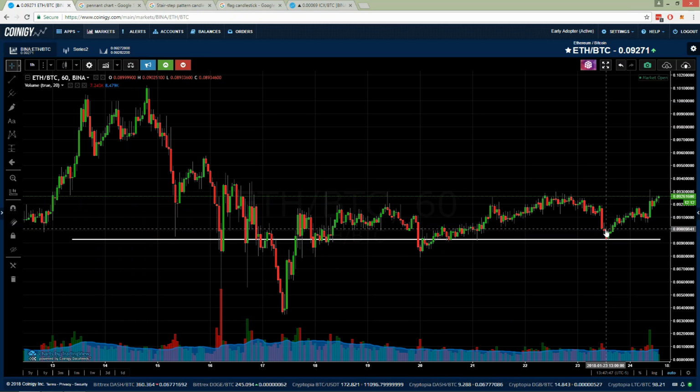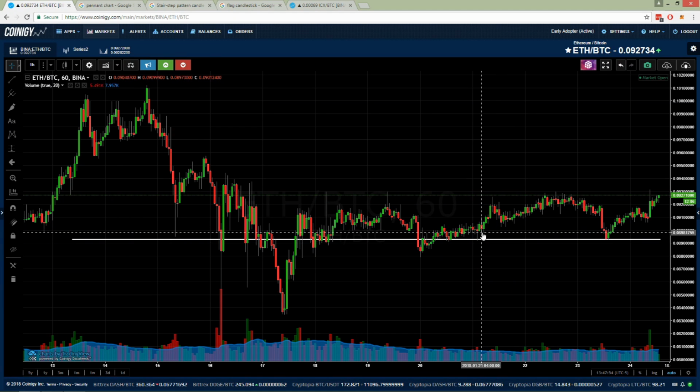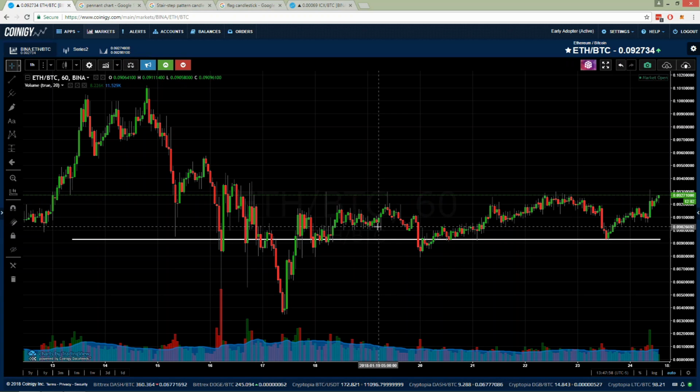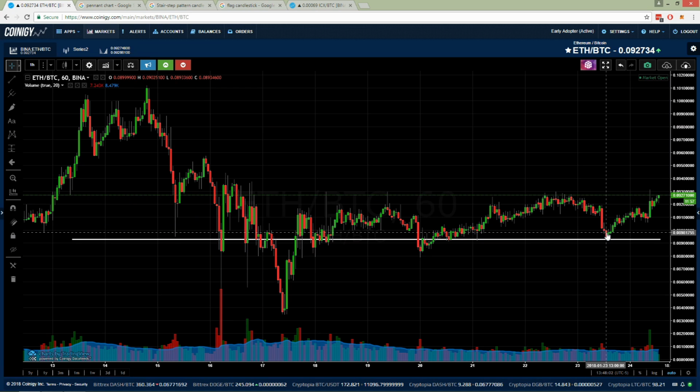So say you're following this down and you see this here. Okay, well, we've got some support here. We've got some support in here. We come over, we've got some support here. It broke through this support. So we can deduce from that that it's going to fall a little bit more. And it did.